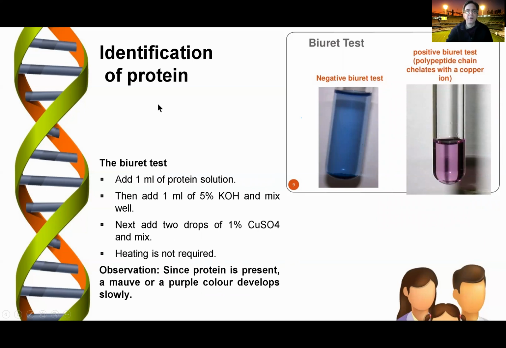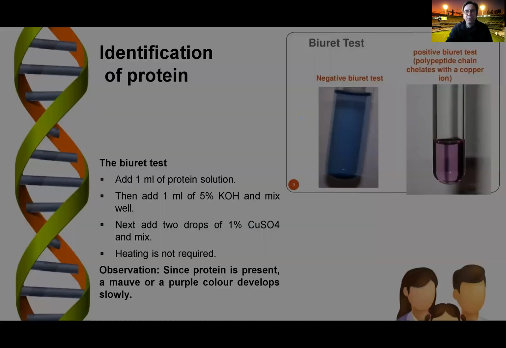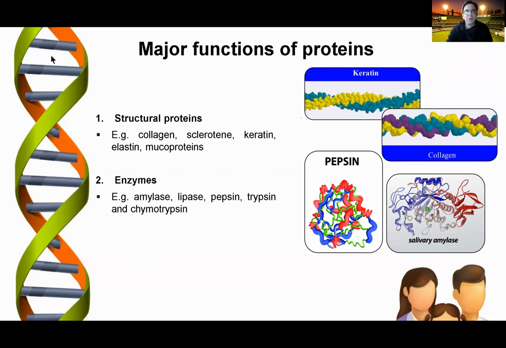So how do we identify them? The example here is a Biuret test. A Biuret test is just mixing potassium hydroxide and a little bit of copper sulfate, and you get a purple coloration to detect a protein. So let's go a little bit into the functions. The examples we gave here were keratin and collagen, pepsin, and also amylase, which is present in saliva.